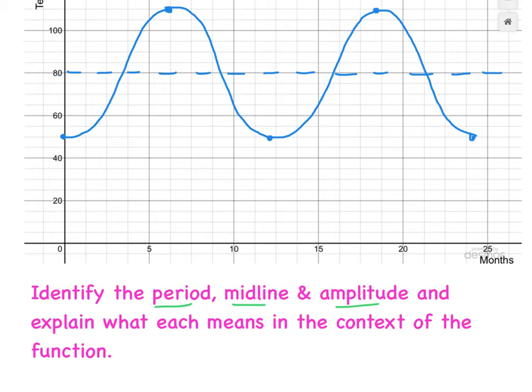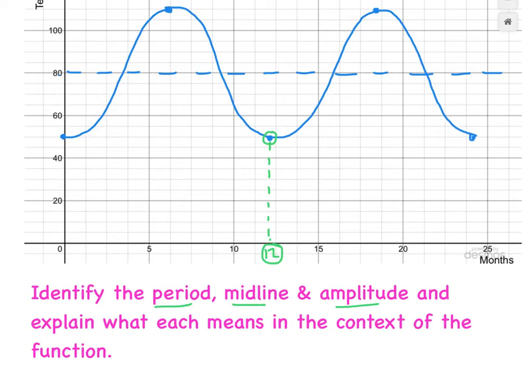Now, the period we said was 12 already, so right here, that's 12. And I would describe that as the number of months it takes to complete one cycle before this whole cycle starts over and repeats itself a second time.